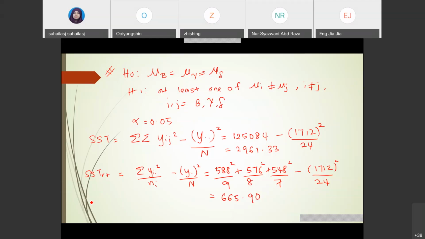Now you compute your sum of squares error. Sum of squares error is the sum of squares total minus the sum of squares treatment. So you have 2961.33 minus 665.90. What is that? Once you get your value, you present it in the ANOVA table. It is 2295.43.